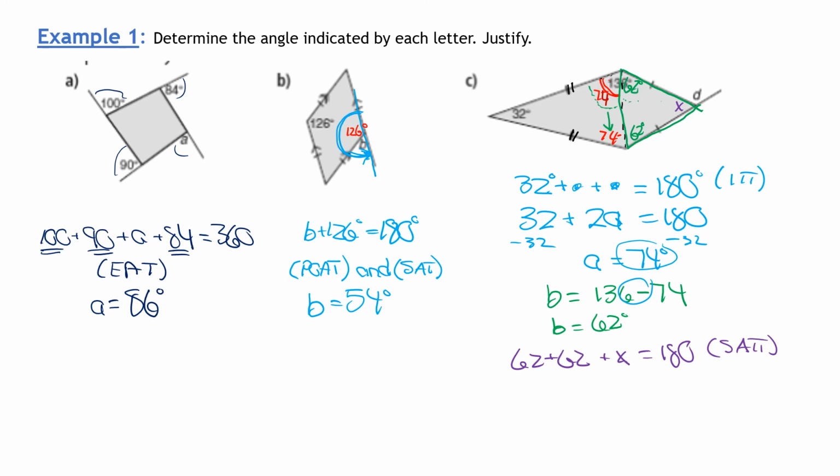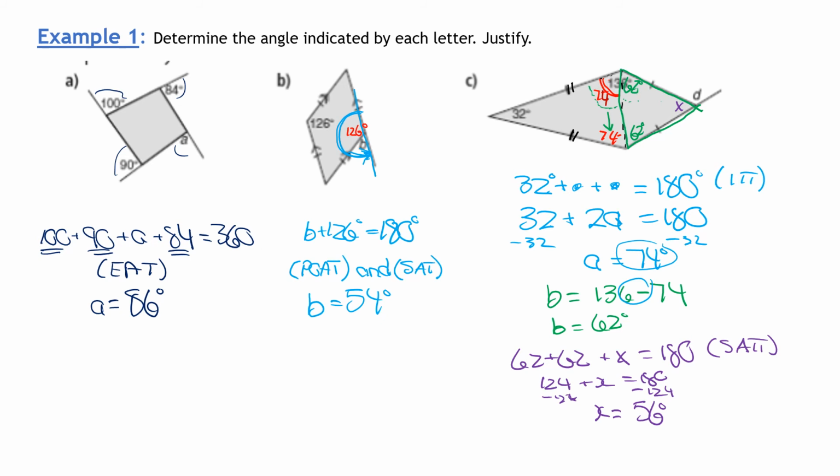Okay, back to the triangle. 62 and 62 and x make up 180. So 62 times 2 is 124. 124 plus x equals 180. We subtract 124 from both sides. Well, that was messy. Subtract 124 from both sides. And we get x equals 56. Oh, we're almost there. What's D, finally?